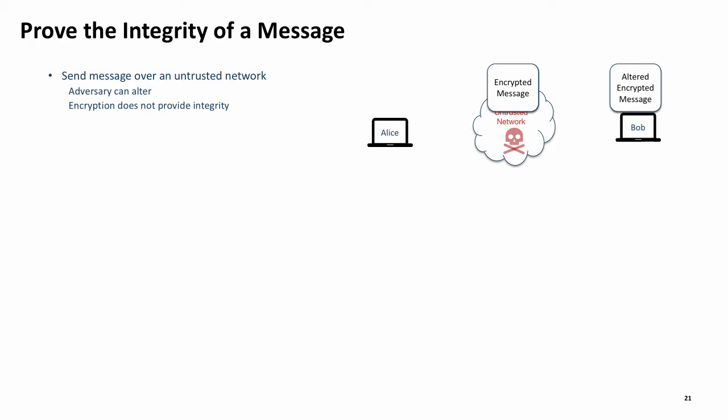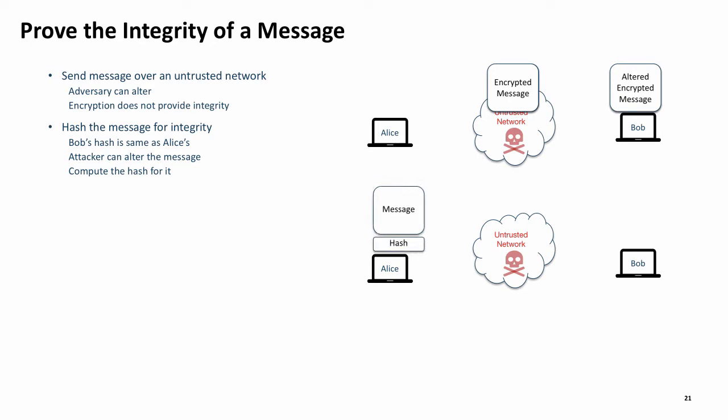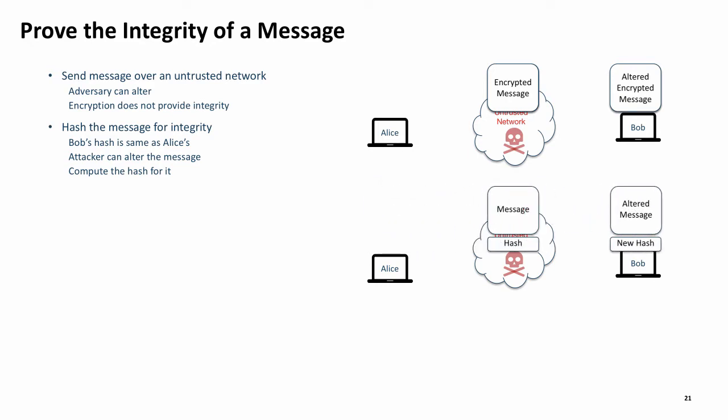At the same time, we learned that Alice can take a hash of the message, and if Bob takes a hash of the same message and the two values are equal, then Bob knows he has received the message intact. However, our adversary can both change the message and generate a new hash, such that Bob will believe the message is authentic. Therefore, the hash alone is not enough, and we need a way to authenticate the hash value.